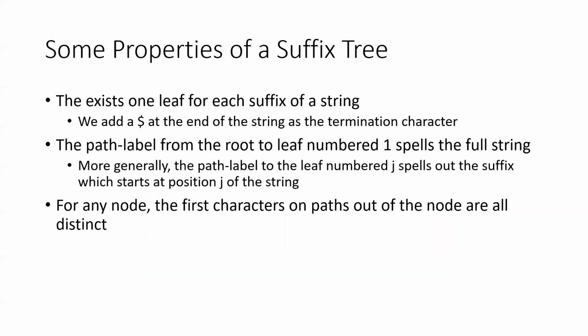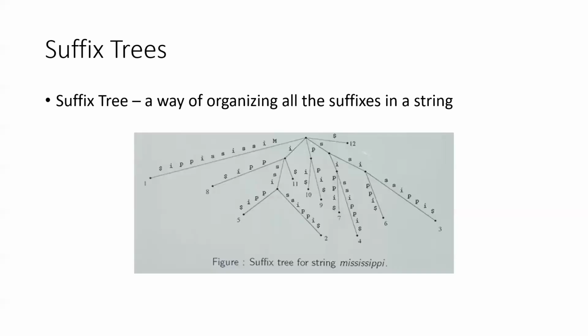For any node, the first characters on the paths out of that node are all going to be distinct. So for instance, let's take the root. There are 4 edges coming out of the root. However, the first character of every single edge is distinct, and this pattern continues for all internal nodes within the suffix tree. The first character on the edge label of any of the outgoing edges from that node, any of the children edges, is always going to be distinct.